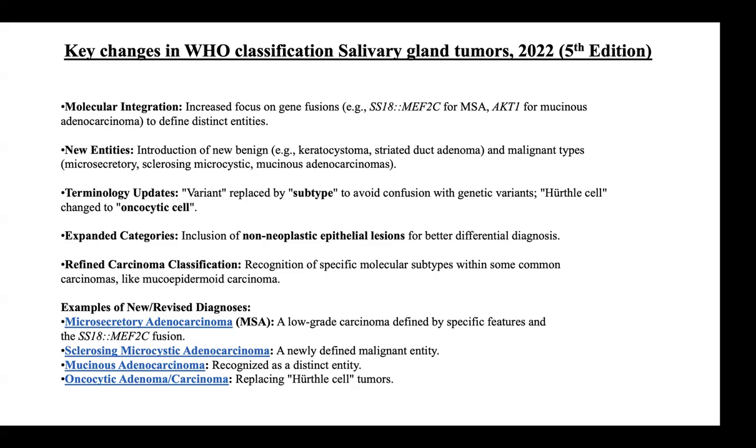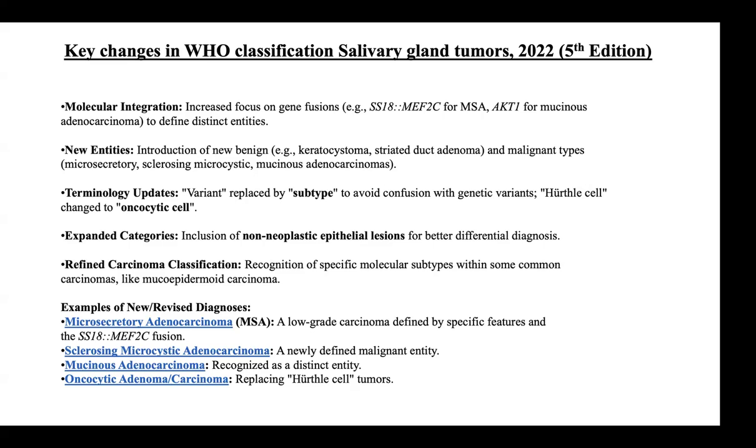Next in the lineup is the introduction of a couple of new entities, especially new benign ones, for example keratocystoma and striated duct adenoma, and the malignant ones include the microsecretory, the sclerosing microcystic, and mucinous adenocarcinomas. In addition to this, what used to be called polymorphous low-grade adenocarcinoma has now been renamed and is just called polymorphous adenocarcinoma. More or less, the terminology low-grade has been almost taken off the board.